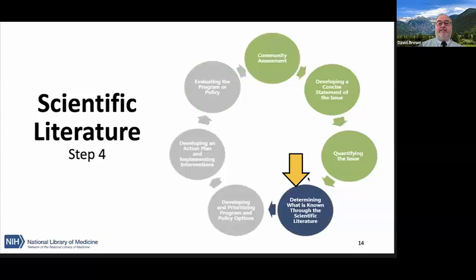So again, as I said before, we're going to focus on step 4 here and determining what is known throughout the scientific literature. Specifically, we're going to look at developing a research question that will return usable and relevant results and introduce you to some resources that can help you find literature and judge the quality of your results.